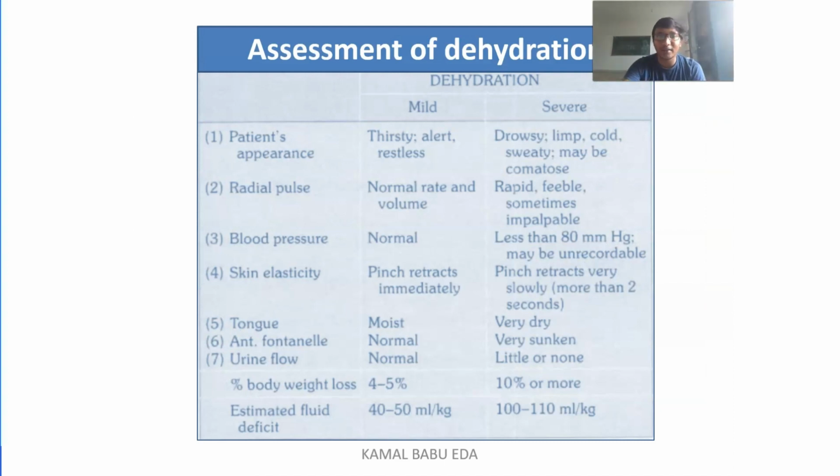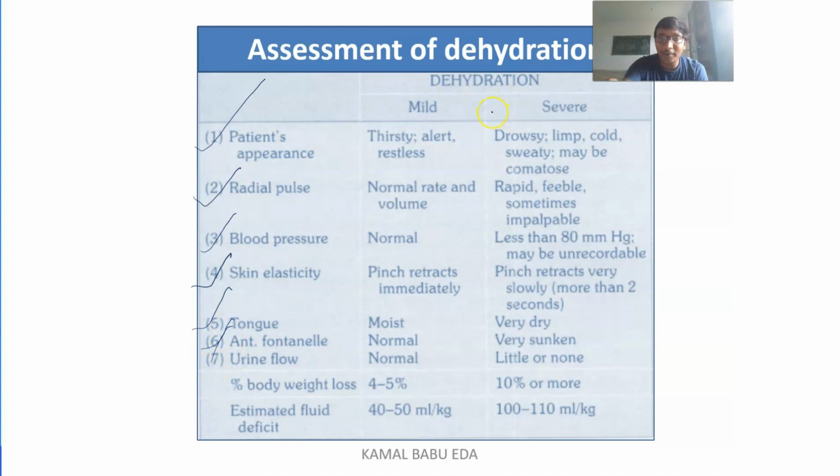So how can you assess that the person is dehydrated? These are the guidelines provided by the WHO, mainly for the assessment of dehydration. You have to check the patient's appearance, pulse, blood pressure, skin elasticity, the tongue, the anterior fontanelle and urine flow.